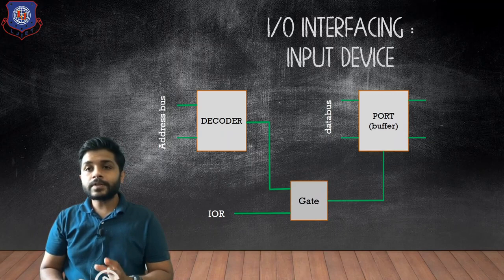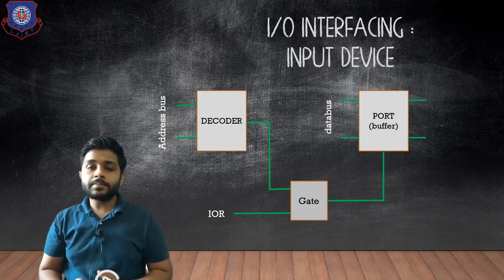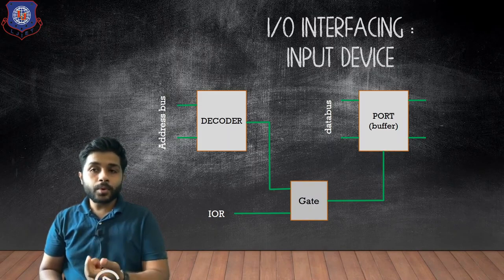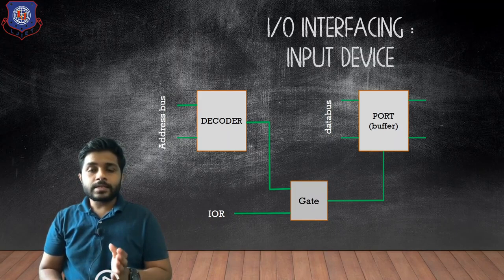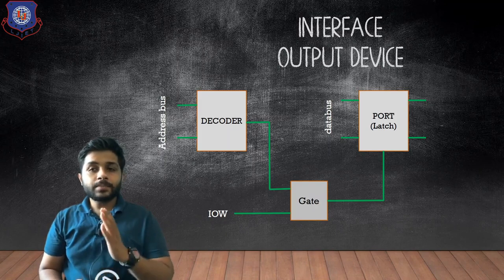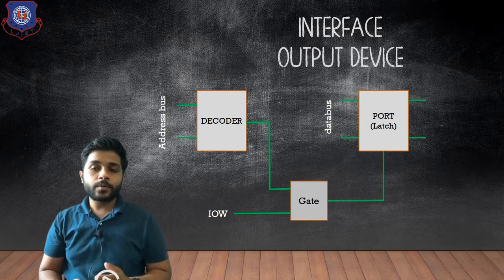If we want to interface the output device, the block diagram will remain the same. The only change will be in the port and the control signal. So let's see the block diagram for the output device. You can see that for the output device, as a port we are using a latch and the control signal is changed from input-output read to input-output write.